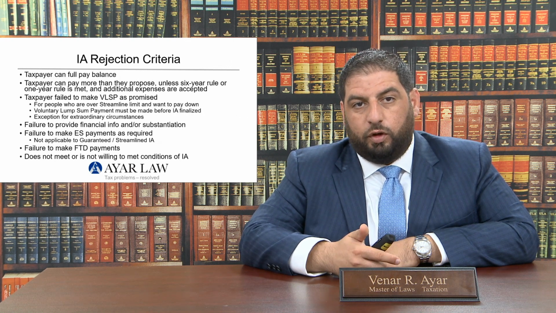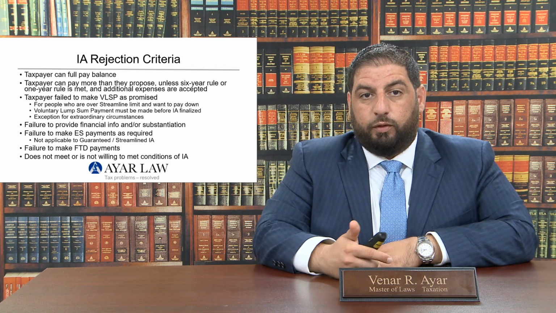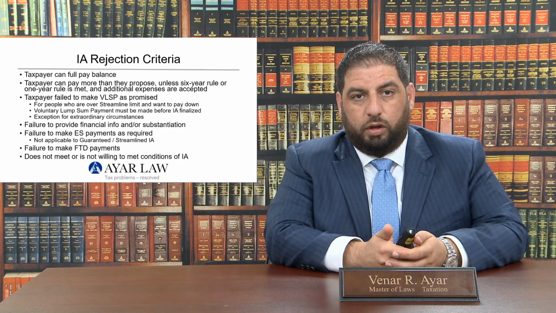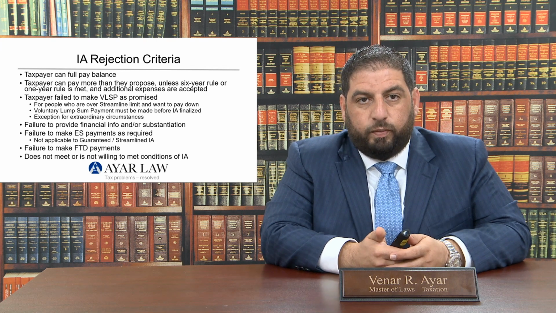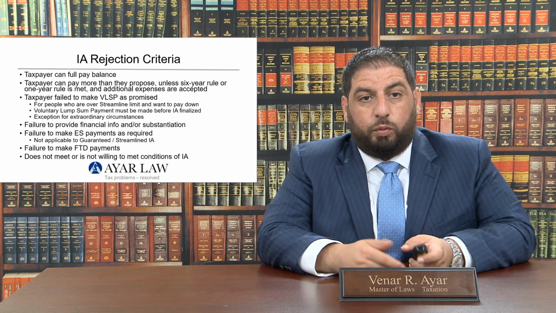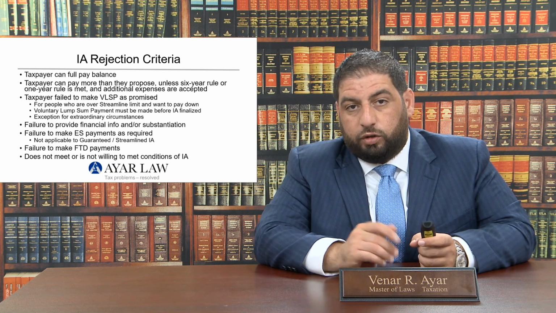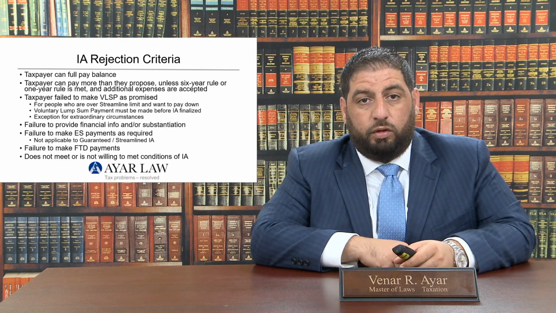The revenue officer said no. We went to appeals and we lost. You don't have a right to an installment agreement. If you have the money to pay, they can just insist that you pay. And if you don't pay, they'll just take the money from you. Okay. Or they'll reject it if they determine that you can pay more than you propose, unless the 6-year rule or 1-year rule are met and additional expenses are accepted. We'll talk about those next.